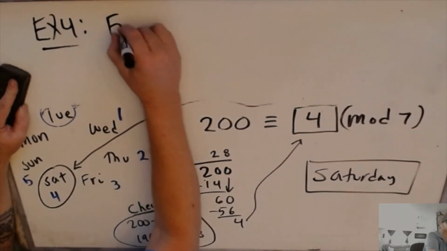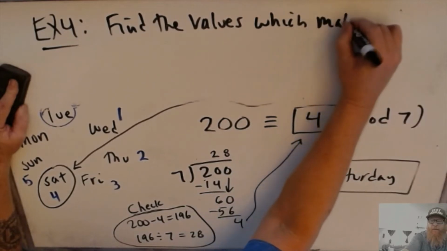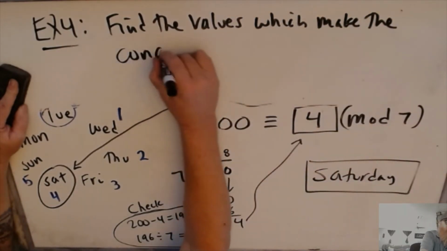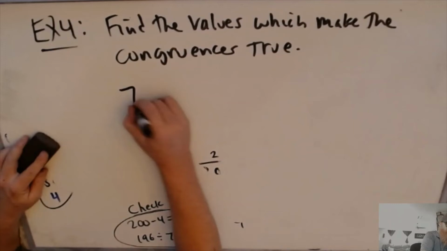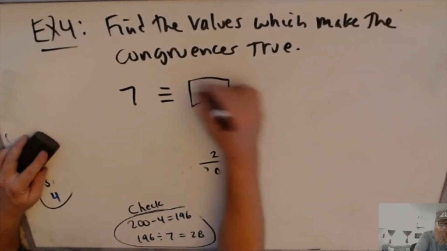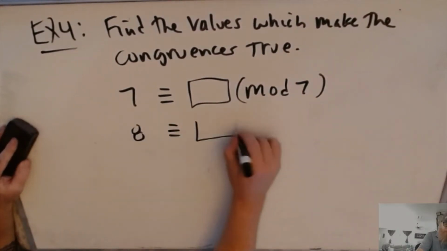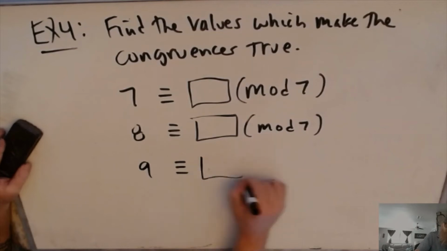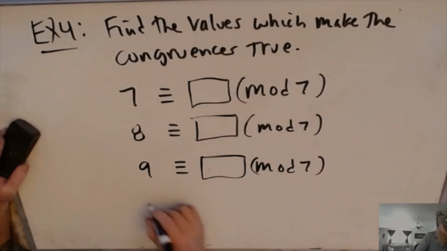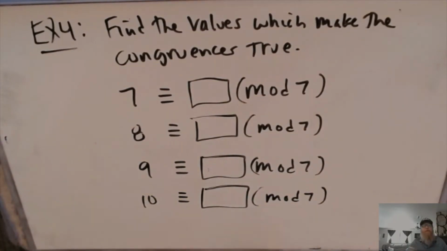Example 4. Find the values which make the congruences true. Just to practice the mod 7s.